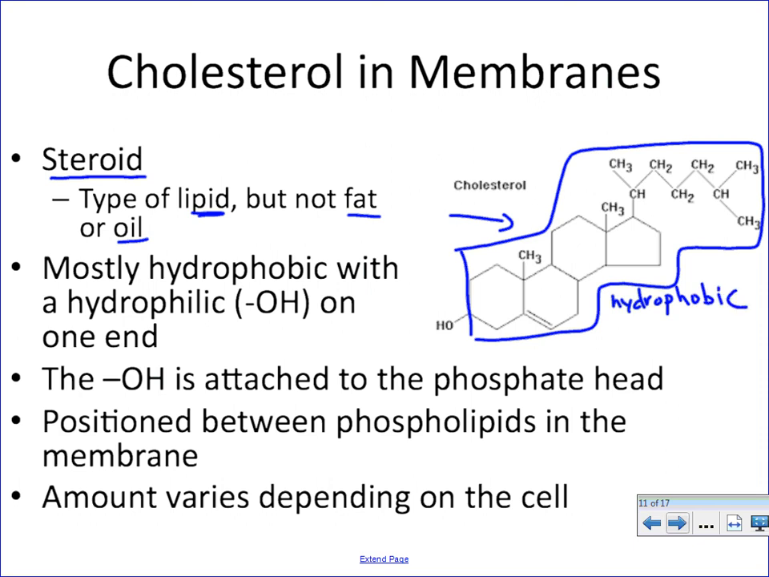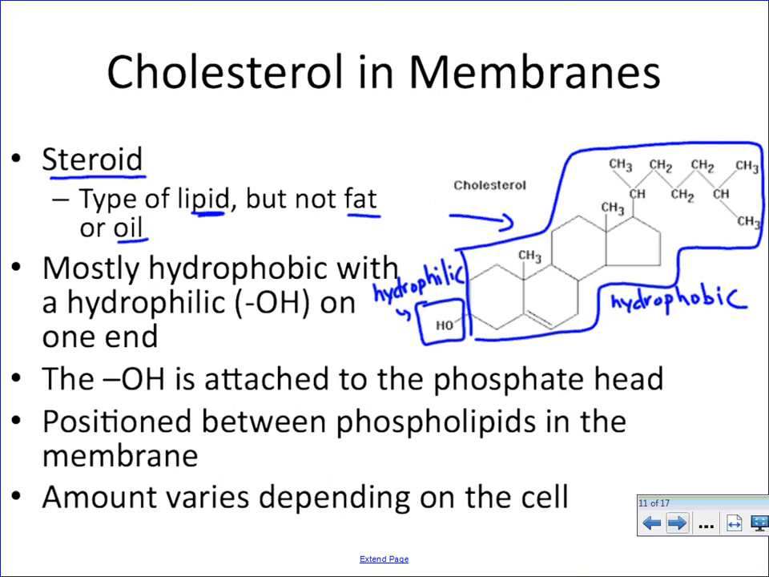So there's a lot of hydrocarbon groups in there, a lot of carbon-carbon bonds, and so these will not interact favorably with water, making them hydrophobic. The only portion that is hydrophilic is the little hydroxyl group, or that OH group, at the end of the molecule. So this portion will be hydrophilic.